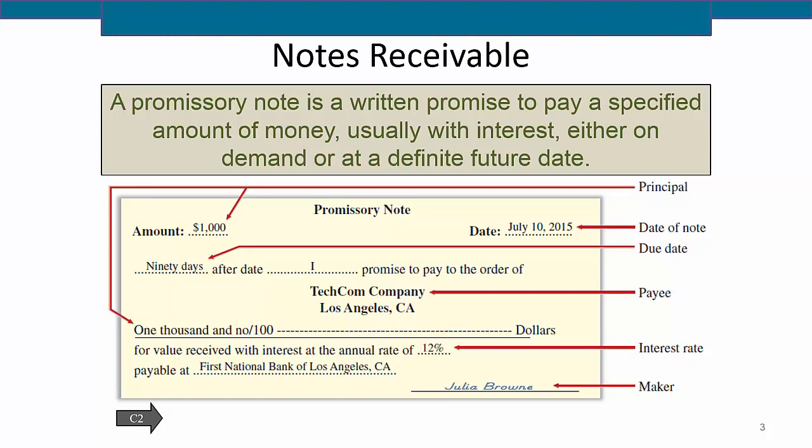A frequent question that students ask is, what's the difference between an accounts receivable and a notes receivable? A promissory note is a written promise to pay a specific amount of money, usually plus interest, at a specific future date. The note illustrated on this slide shows a simple promissory note dated July 10, 2015 for $1,000 at 12% annual interest due in 90 days. Interest is the charge for using the money until its due date. To a borrower, interest is an expense, but to a lender, it is revenue.